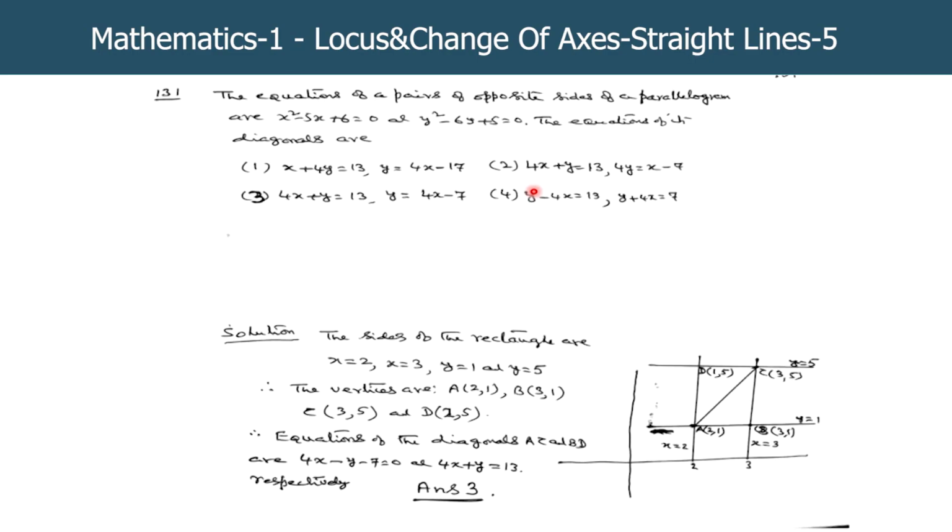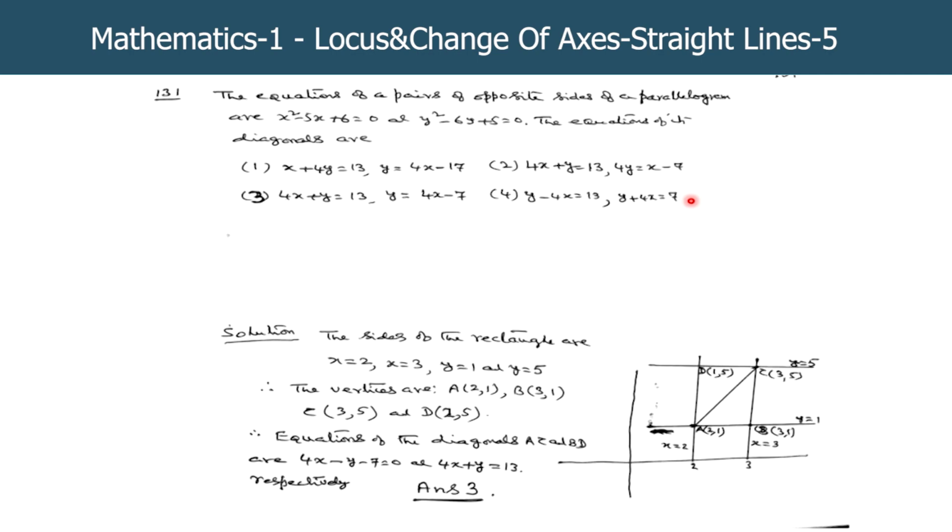131. The equations of a pair of opposite sides of a parallelogram are x square minus 5x plus 6 equal to 0 and y square minus 6y plus 5 equal to 0. The equations of its diagonals are: 1, x plus 4y is equal to 13, y is equal to 4x minus 17. 2, 4x plus y is equal to 13 and 4y is equal to x minus 7. 3, 4x plus y is equal to 13, y is equal to 4x minus 7. 4, y minus 4x is equal to 13 and y plus 4x is equal to 13.